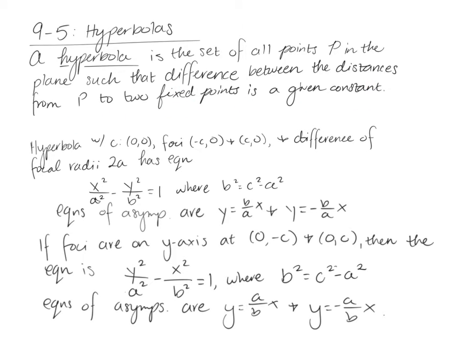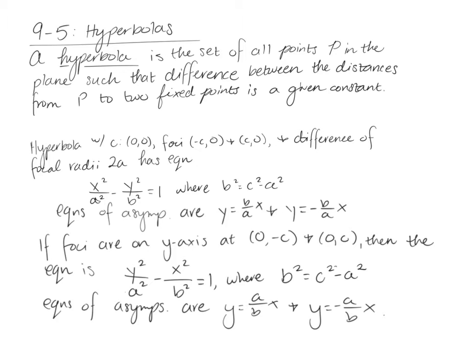So if you recall, the definition of an ellipse is very similar to this definition of a hyperbola. The only difference is the word difference here, okay? So instead of the sum of the focal radii being equal to a constant, now it's going to be the difference of the focal radii that is equal to a constant, okay? And so that's going to change up our equation just a little bit from an ellipse, but you'll see it's still very similar.